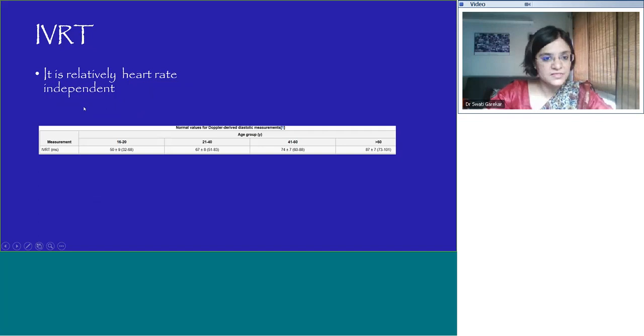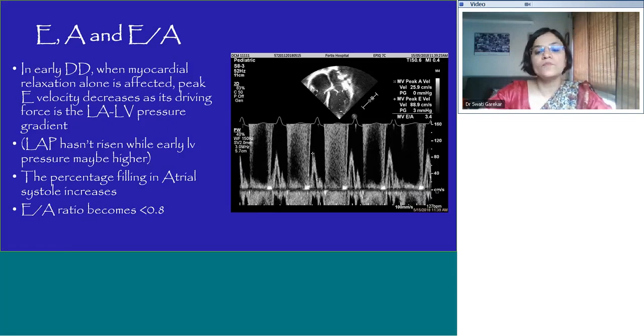The adults have a nice distribution going on over here. For various age groups, they have cutoffs. Pediatrics, it becomes complicated. Moving on to E and E by A.